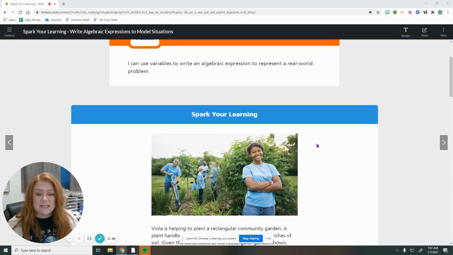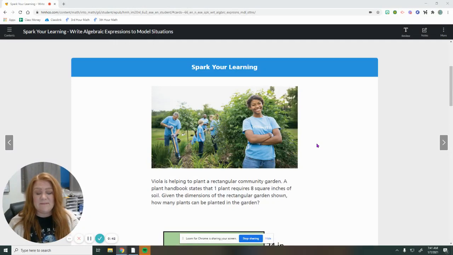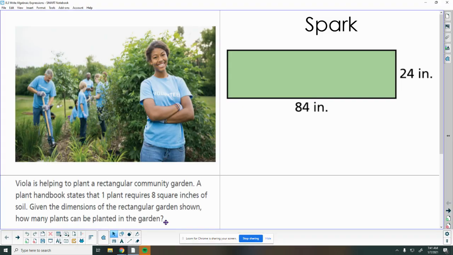If you have not already done the Spark Your Learning, go ahead and give that a try and then come back and see how I thought about it. This problem tells us that Viola is helping to plant a rectangular community garden. A plant handbook states that one plant requires 8 square inches of soil. This is a really important word here, 8 square inches. When I first read this, I just thought that there were 8 inches it needed, but it's 8 square.